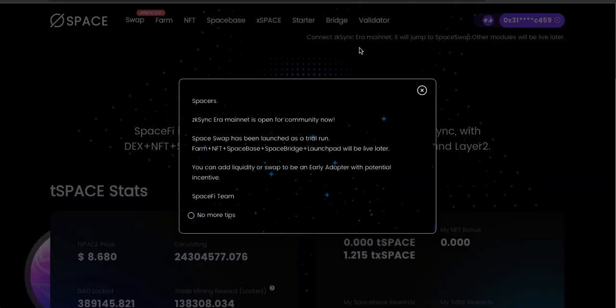When you go to the landing page of Spacefy, you will see a message that the mainnet is now open for the community, but it is on a trial basis. Some of the applications like swapping and adding liquidity are already available on mainnet, and they have clearly mentioned that the early adopters will get potential incentive. So whenever you interact with the apps inside zkSync, you need to be aware that you can get additional benefits. For example, all these apps might also give out some bonus tokens. So this would be an added benefit for you.